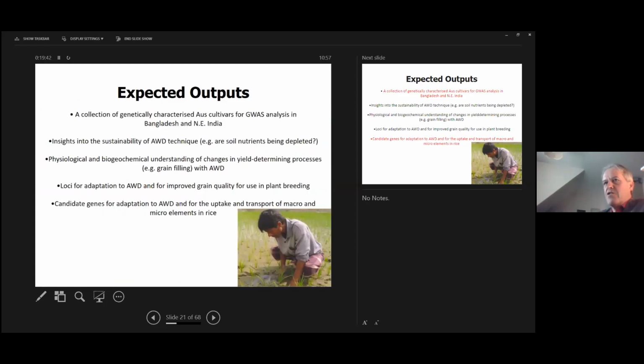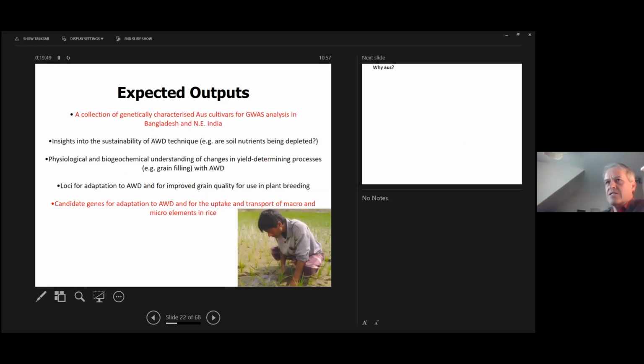So this project had a lot of expected outputs, and I'm not going to talk about many of them. I'm just going to highlight two of them today. One of the objectives was to make a collection of genetically characterized ouse cultivars for Genome-Wide Association Studies in Bangladesh and Northeast India. And the other was to identify candidate genes for adaptation to alternate wetting and drying, and for the uptake and transport of macro and micro elements. And all I'm going to talk to you today about is arsenic.